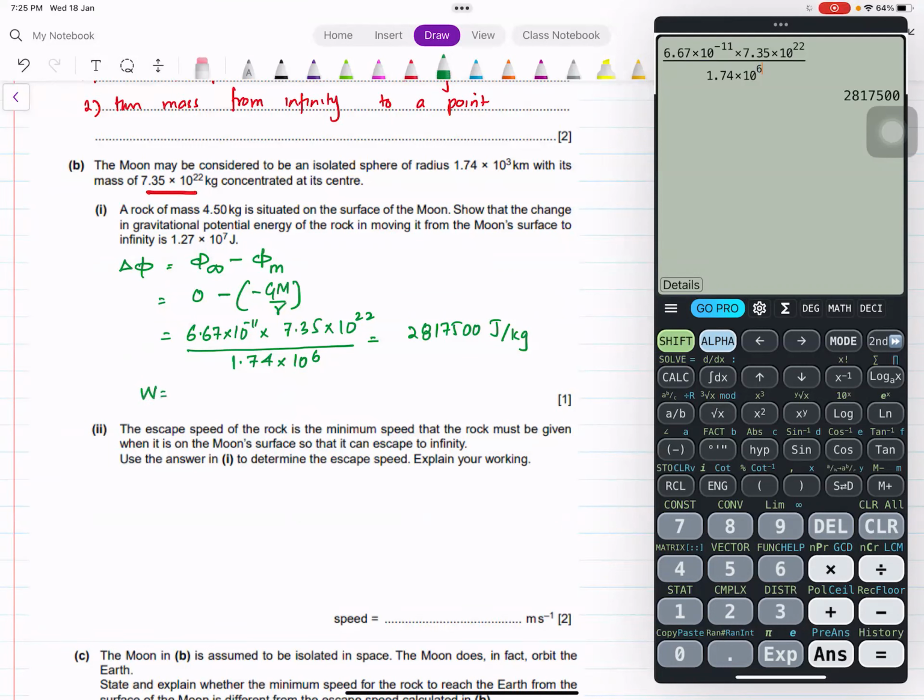Now to find the gravitational potential energy required, that would be potential is basically, sorry, work done will be equal to change in potential times the mass. Change in potential will be 281750 times the mass of the rock, which is 0.50. And obviously, you're going to multiply that. And this is going to be 1.2627, I believe, times 10 raised to power 7 joules. And I think that's what they needed.